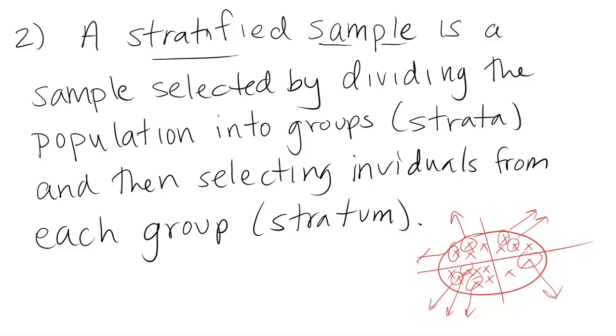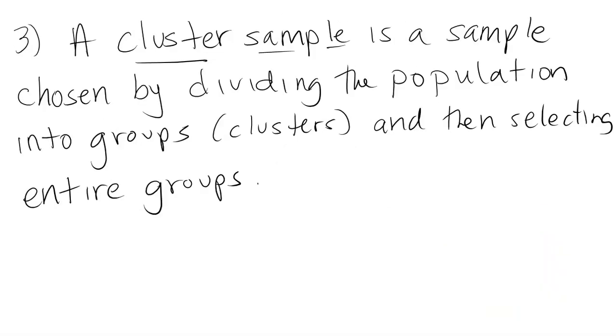Stratified samples might not be mathematically best, but they're certainly good, and they're often easier to pull off than a simple random sample. Next, we have what's called a cluster sample. A cluster sample is a sample chosen by dividing the population into groups, which we call clusters, and then selecting entire groups.